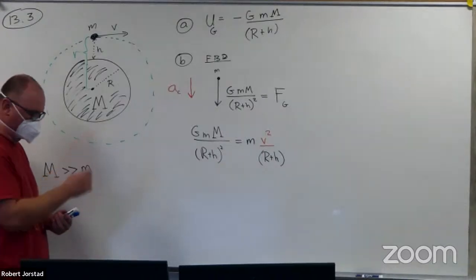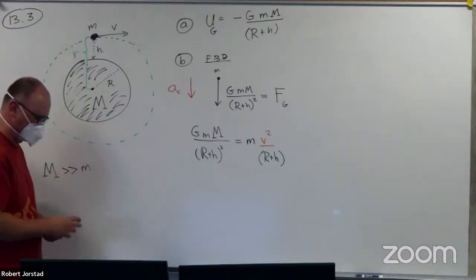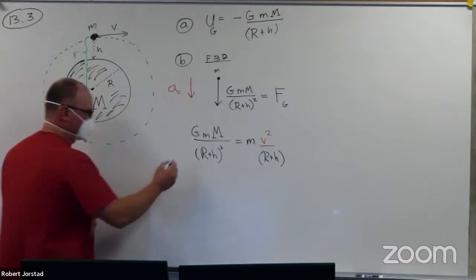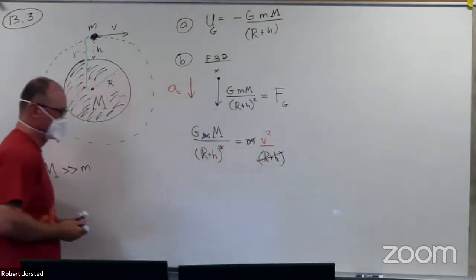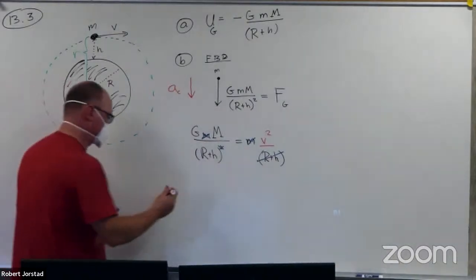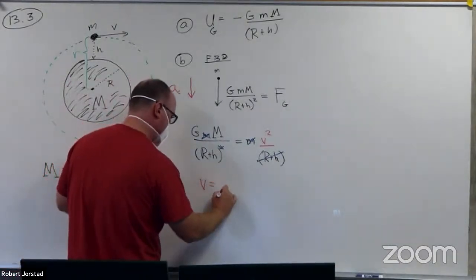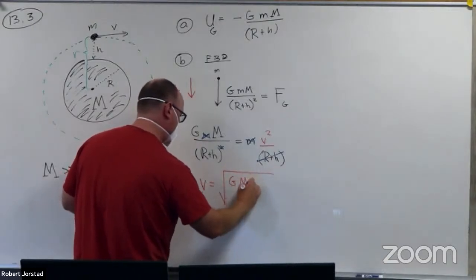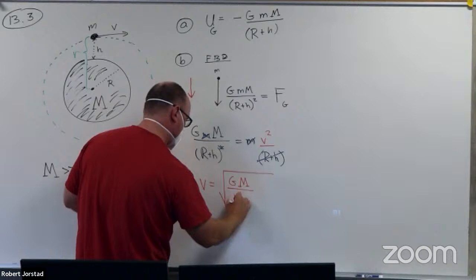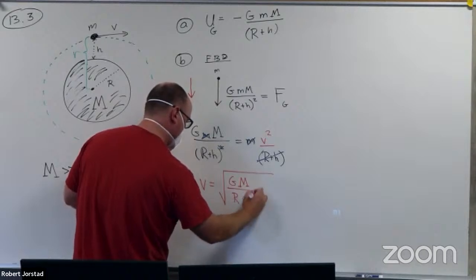What drops out here? What drops out? Little m, and one of the R plus h. All right, so what's v? There we go.